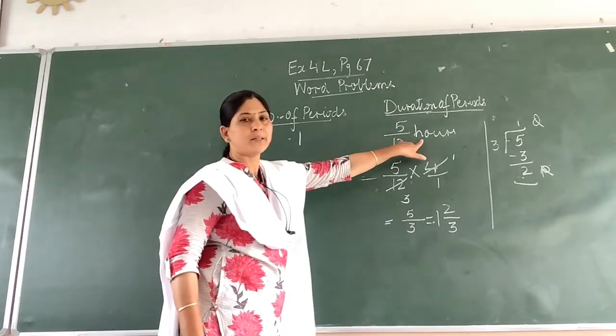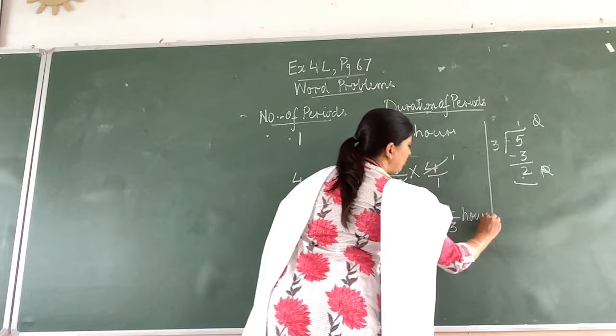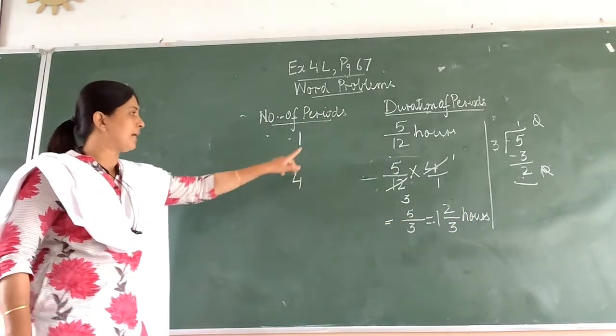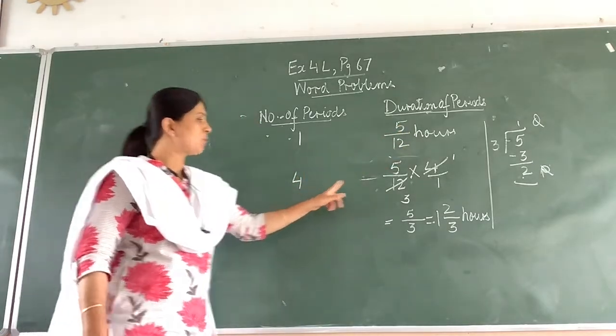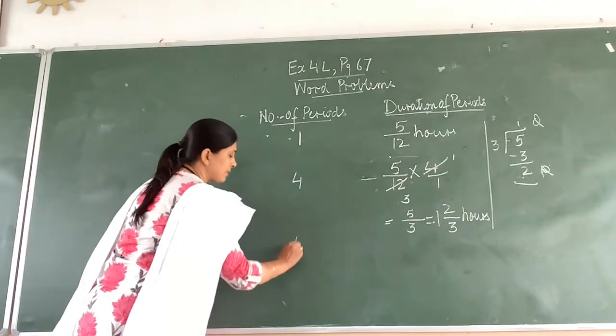What is the unit? Hours. So we have found the duration of 4 periods. We know that if 1 period is 5 over 12 hours long, 4 periods will be 1 and 2 over 3 hours. This is our answer.